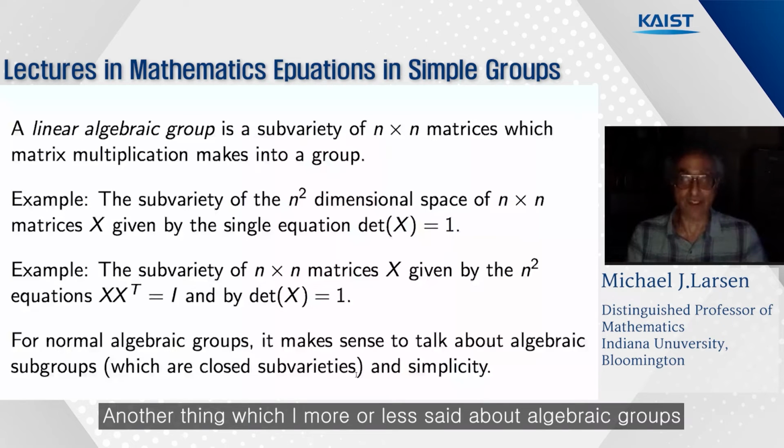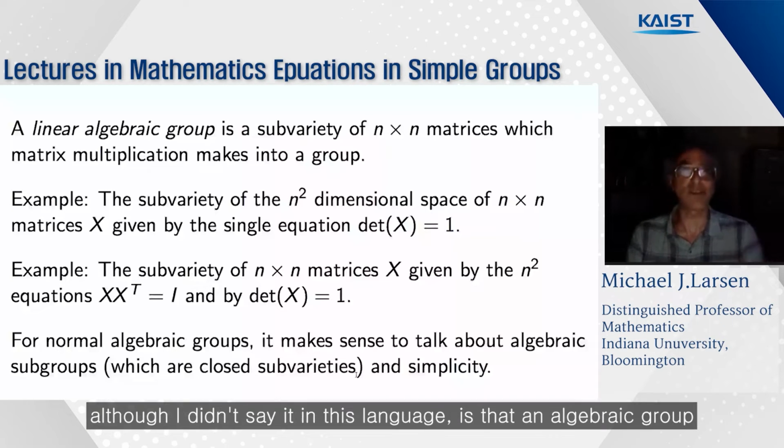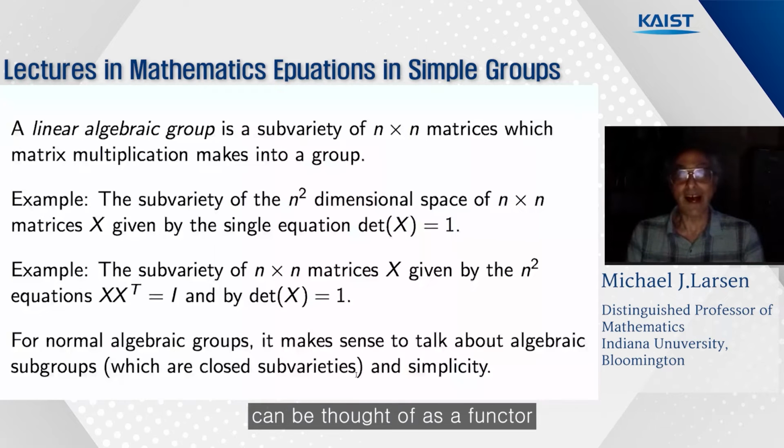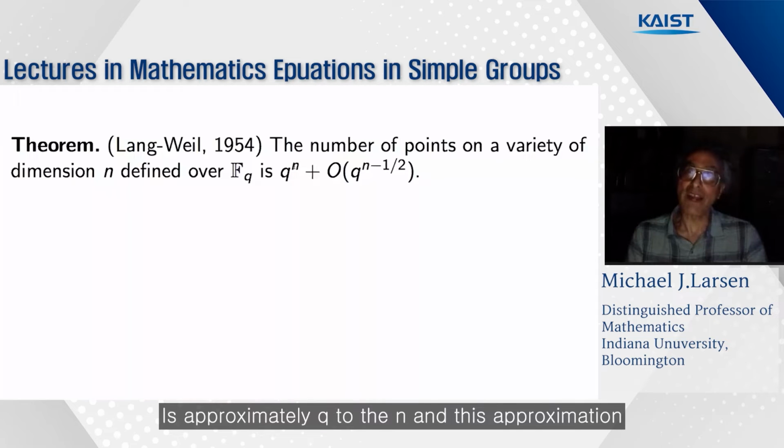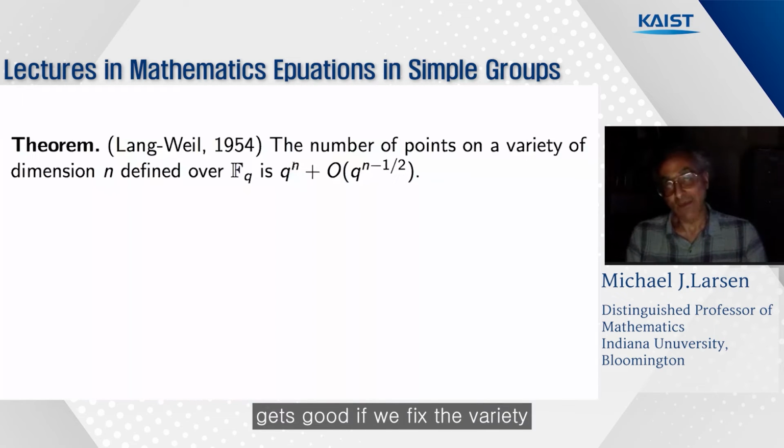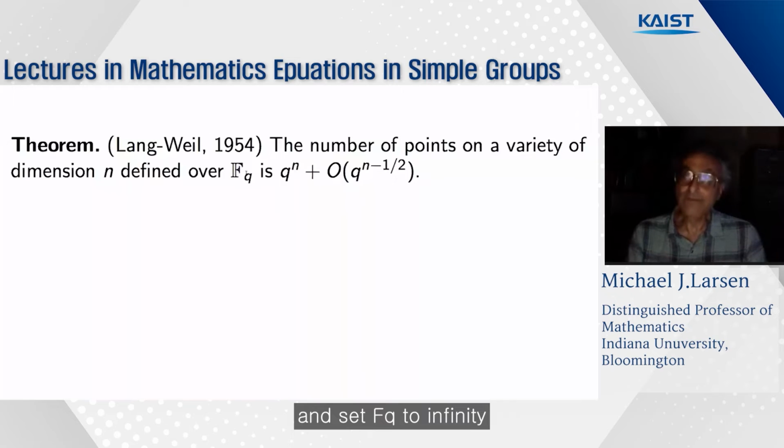Another thing which I more or less said about algebraic groups, although I didn't say it in this language, is that an algebraic group can be thought of as a functor, is approximately q to the n, and this approximation gets good if we fix the variety and send F_q to infinity.